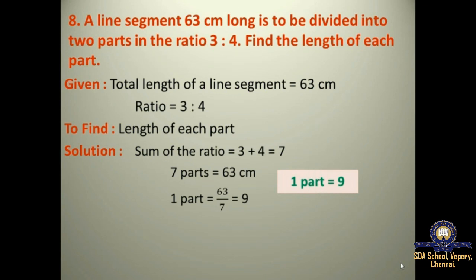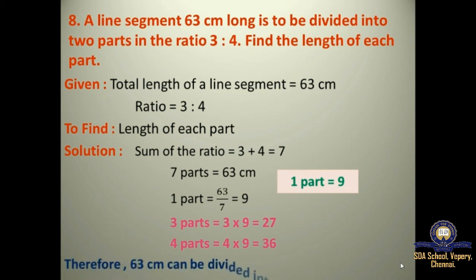So here in this question the ratio 3:4 is given. So for 3 parts you'll be multiplying 3 with 9, that is one part, you'll be getting 27, and for 4 parts you'll be multiplying 4 with 9, the answer is 36. Therefore 63 centimeter can be divided into parts as 27 centimeter and 36 centimeter.